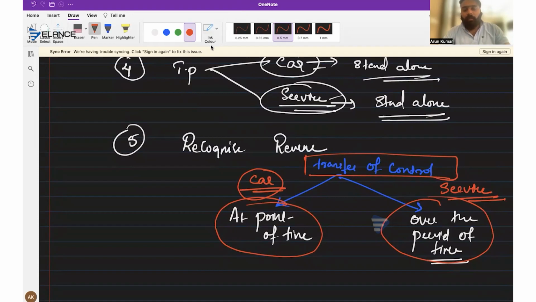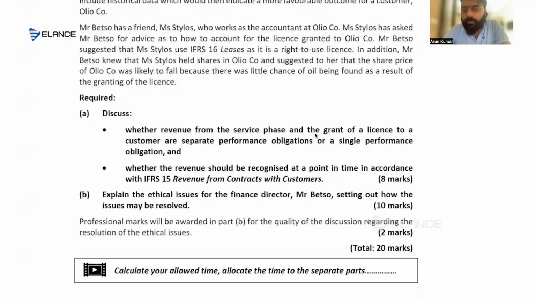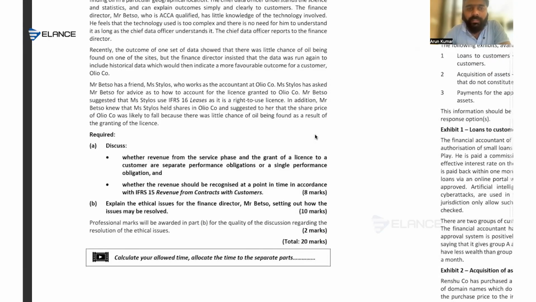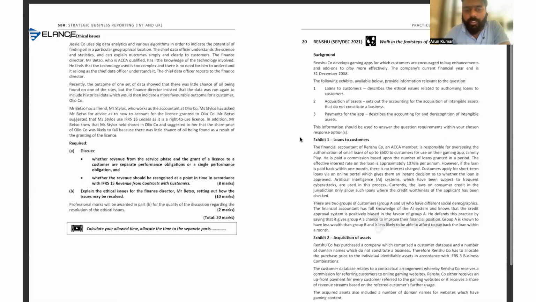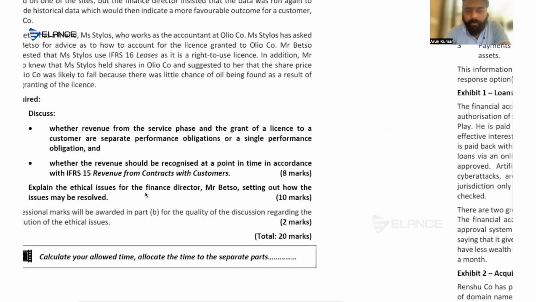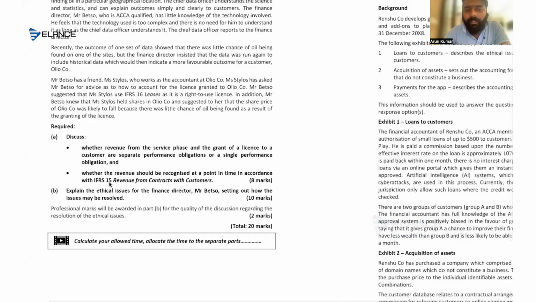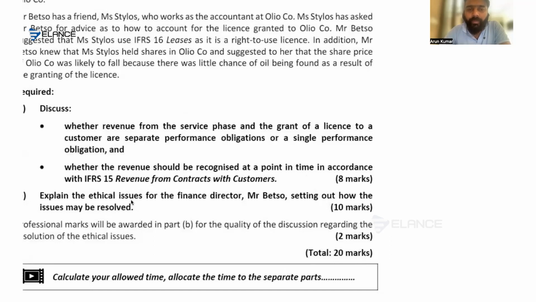Okay, guys. So that's it for the 5-step model. That's the main thing that you will get tested from revenue itself. Okay. So we have just revised that standard as well. So now look into the question and check how many performance obligations are there and whether the revenue should be recognized at a point of time in accordance with the IFRS 15 contract.